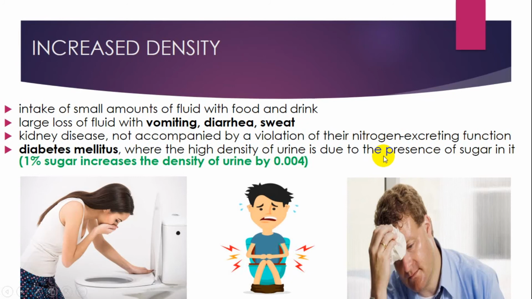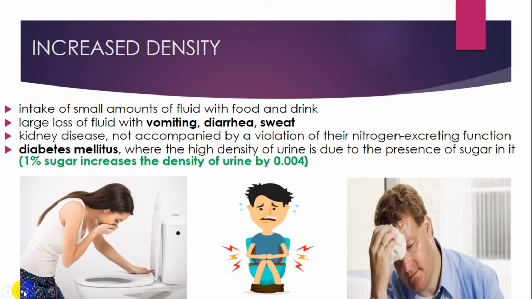Increased density of the urine may be after intake of small amounts of fluid with food and drink, or large loss of fluid with vomiting, diarrhea, and sweat. Its connection with infectious diseases and microbiology. Kidney disease not accompanied by violation of the nitrogen excreting function. Also, it may be caused by diabetes mellitus, where the high density of the urine is due to the presence of sugar in it. 1% sugar increases the density of urine by 0.004.